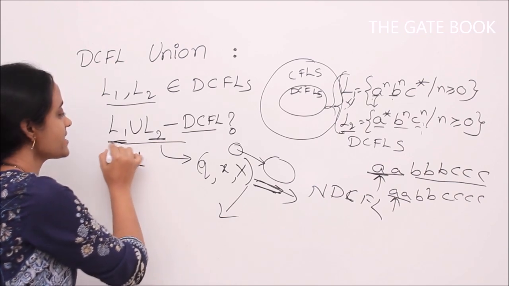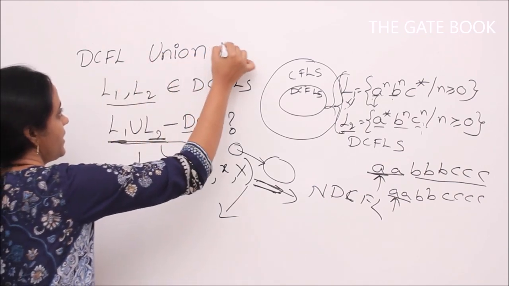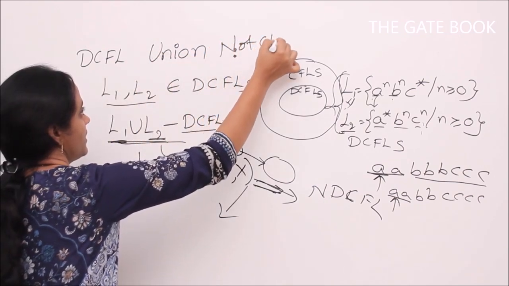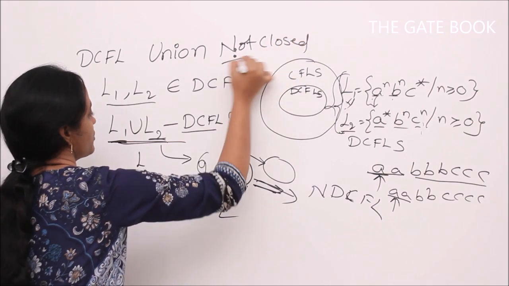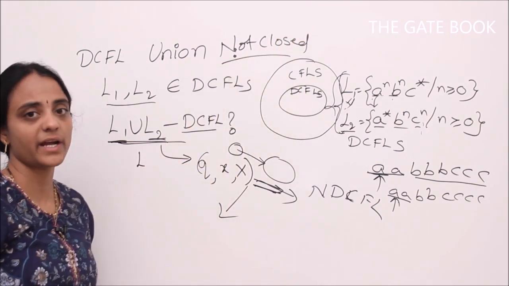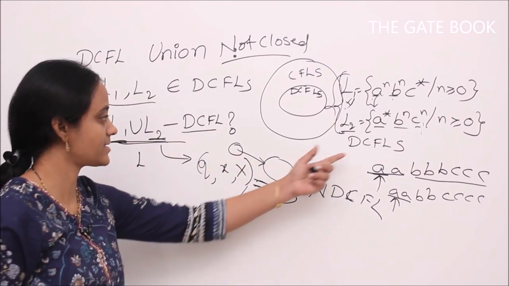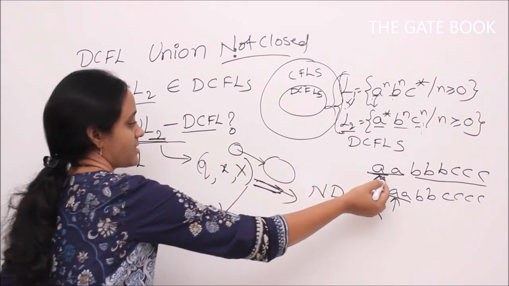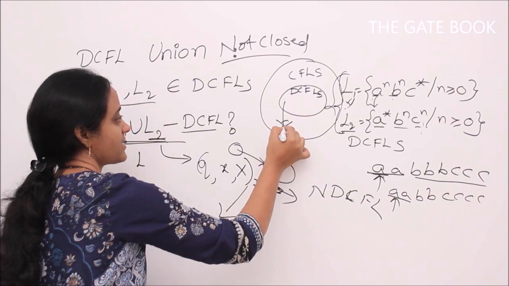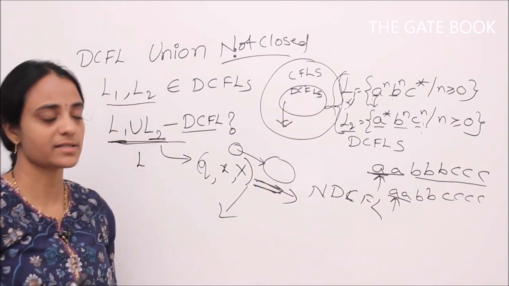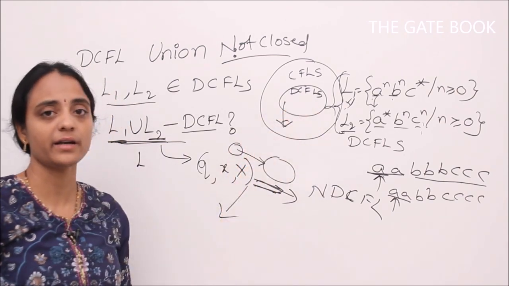That's why DCFLs are not closed under union. That means the union of two DCFLs might not be a DCFL. It will still be a CFL. Though it has non-determinism, it can go to this class, but in some cases it might not be a DCFL.